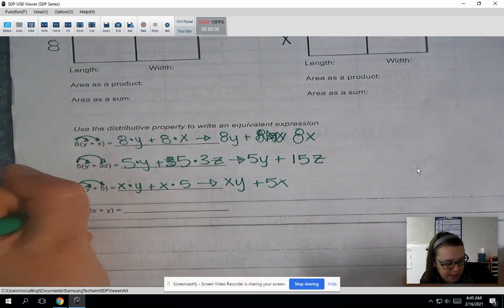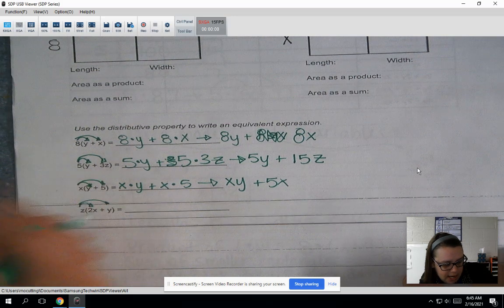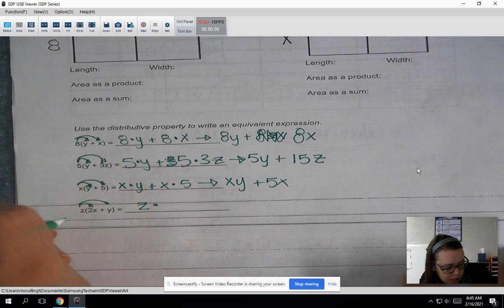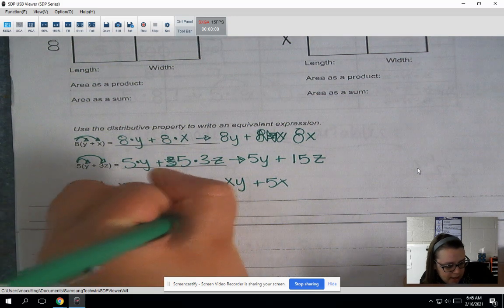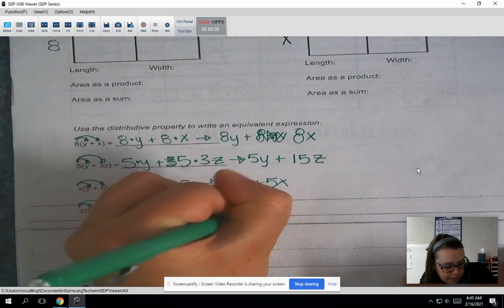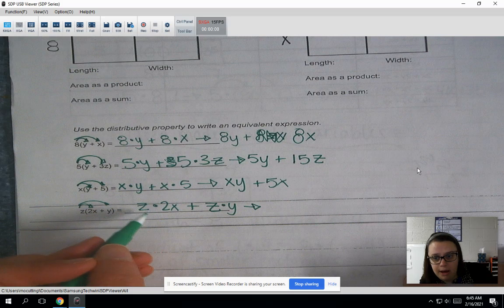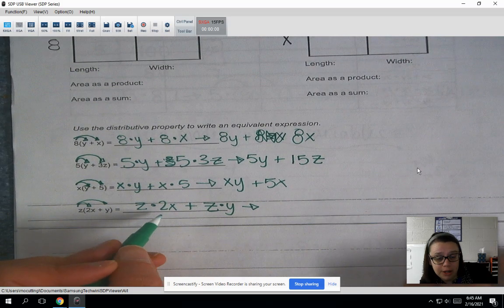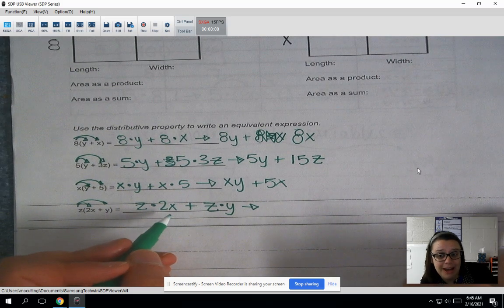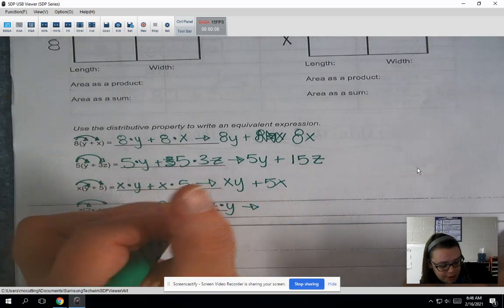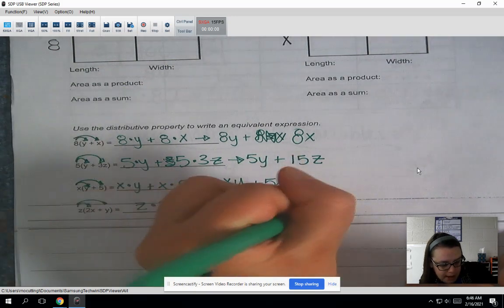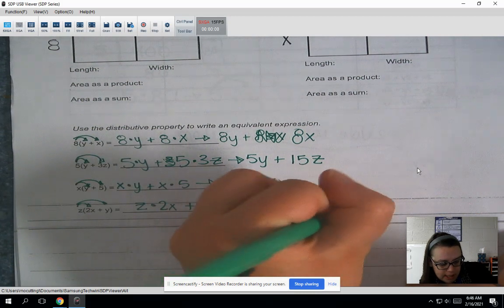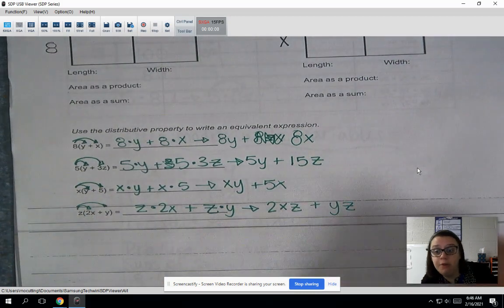And the last one, I'm passing out the z and the times sign. z times 2x plus z times y. My coefficient, that number goes first, and then my variables in alphabetical order. So 2xz plus yz. So that's working forwards.